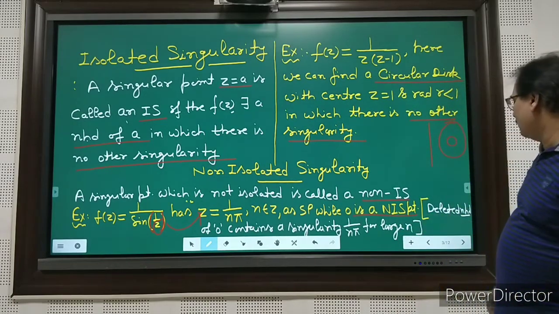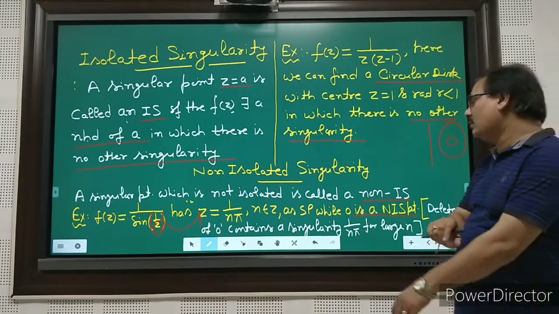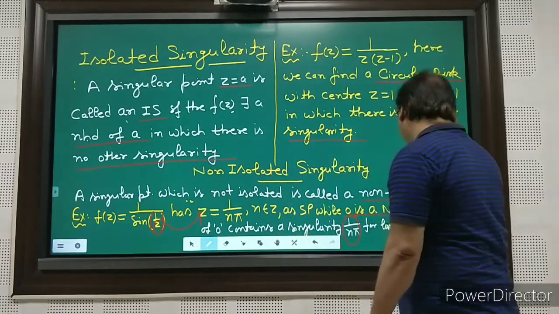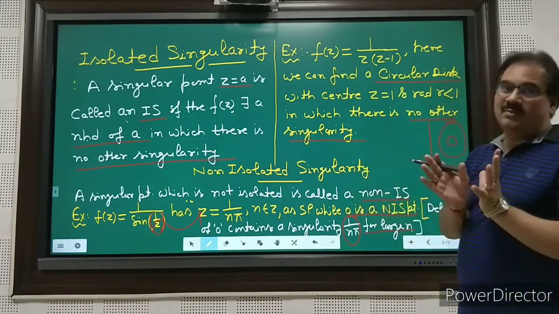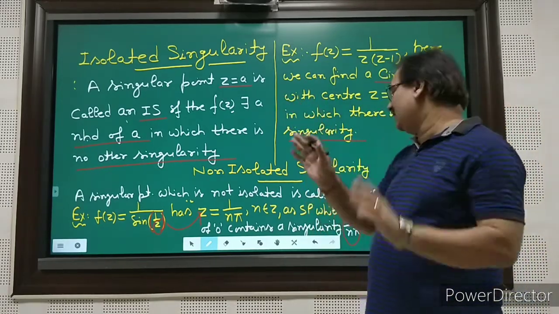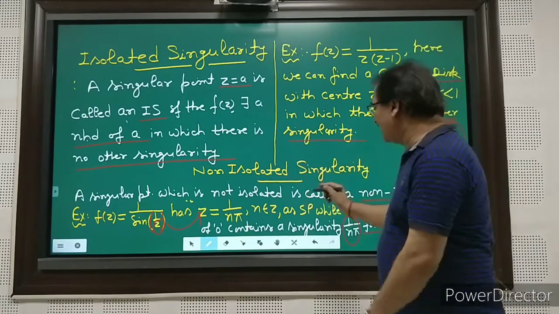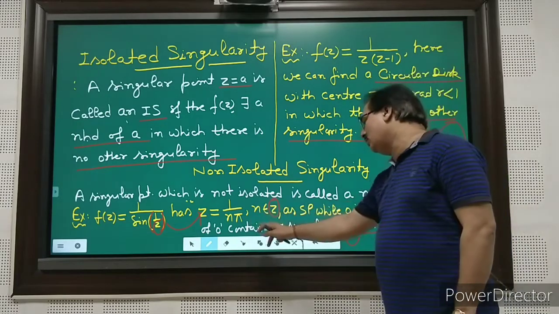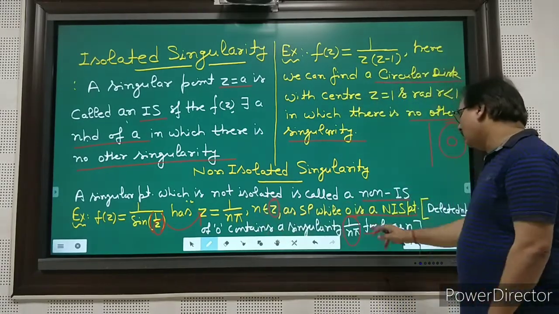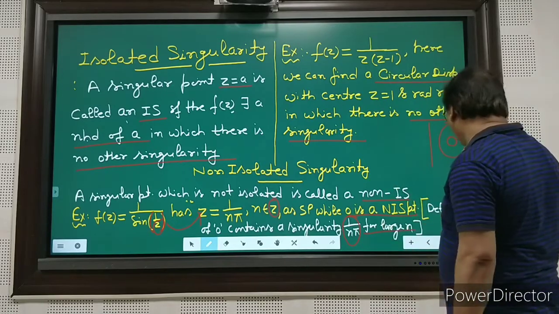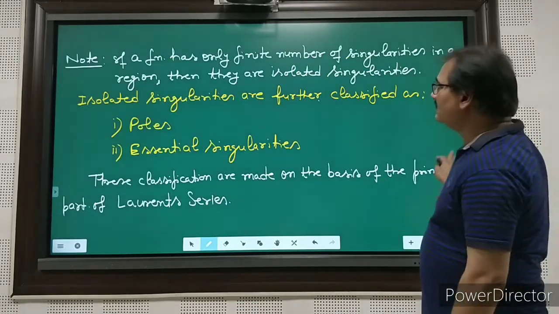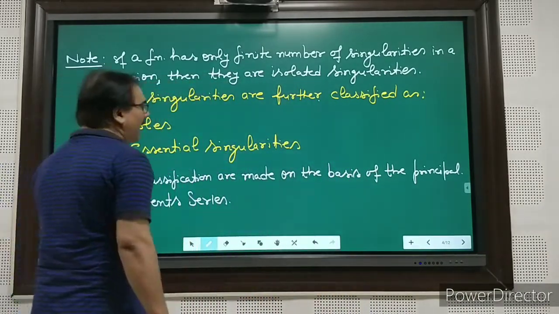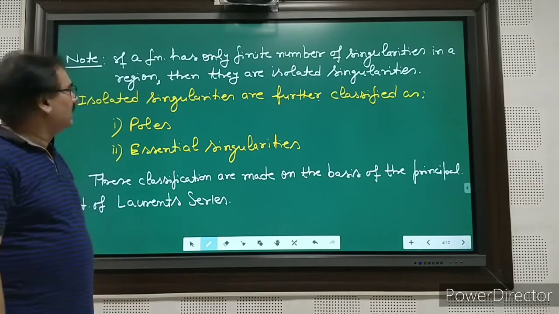It is a non-isolated singular point because the deleted neighborhood of 0 contains a singularity 1/(nπ) for larger values of n, because n belongs to the set of integers, which is again an infinite set. So this is the example of isolated and non-isolated points.